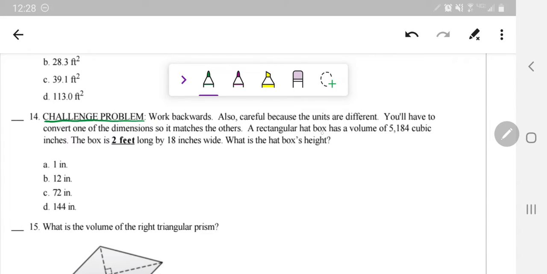A rectangular hat box, which in my mind looks like a rectangular prism, has a volume. Ooh, they give us kind of the end of the answer, and now we have to figure out one of these missing dimensions. It has a 2 feet long dimension and an 18-inch wide dimension, and we're looking for the box's height. All right, so here is the dimension that's out of place. It's a unit that needs to be converted, so that's going to be 24 inches.